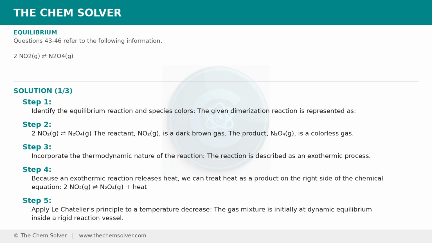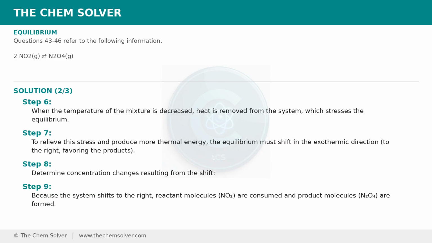Apply Le Chatelier's principle to a temperature decrease. The gas mixture is initially at dynamic equilibrium inside a rigid reaction vessel. When the temperature of the mixture is decreased, heat is removed from the system, which stresses the equilibrium. To relieve this stress and produce more thermal energy, the equilibrium must shift in the exothermic direction, to the right, favoring the products.